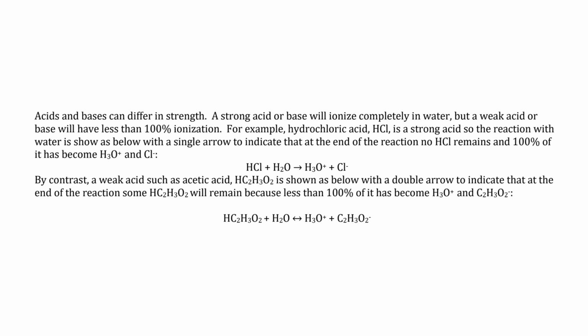Acids and bases can differ by strength. A strong acid or base will ionize completely in water, but a weak acid will have less than 100% ionization. For example, hydrochloric acid is a strong acid, so the reaction is shown below with a single arrow, meaning that at the end of the reaction no HCl should remain, and 100% of it becomes hydronium ion and chloride ion. By contrast, if you have a weak acid, you'll have a double arrow, which indicates that by the end of the reaction some of the acetic acid will remain, because less than 100% of it has become hydronium and acetate ion.